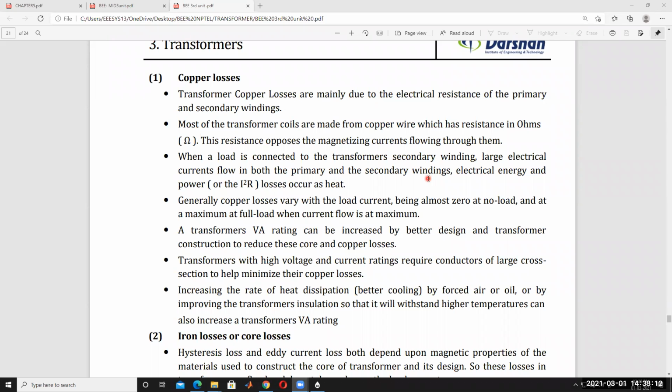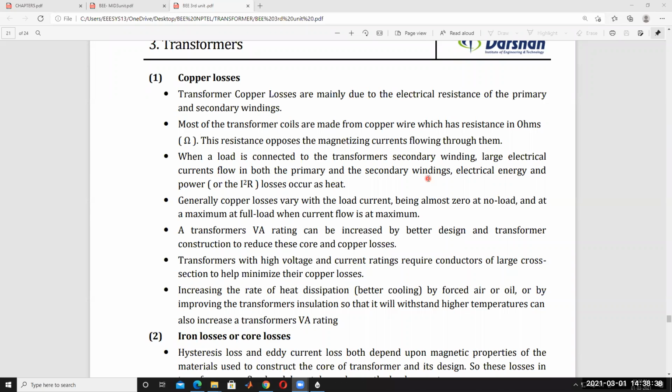If more fans are connected to the secondary side of the transformer, or more fans, TVs, coolers, fridges, if more devices or loads are connected to the secondary side, then the load appliances draw more current from the transformer. That means the secondary current increases, and that means the primary current also increases.